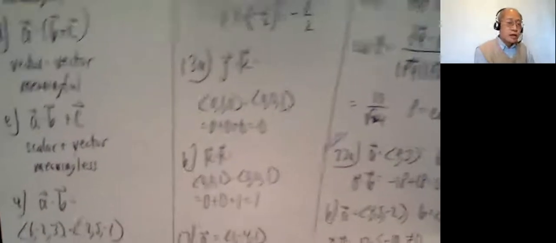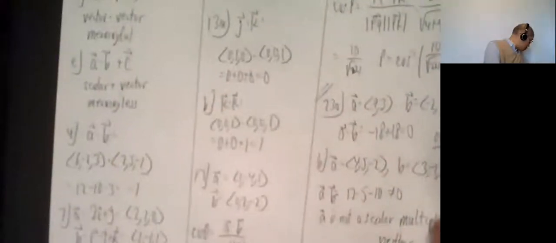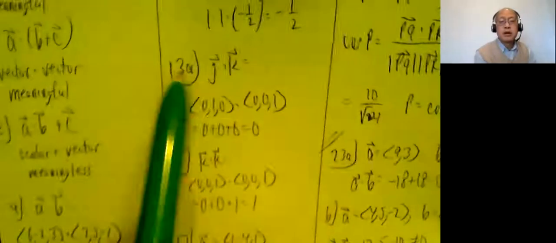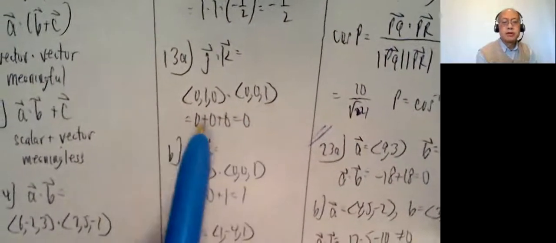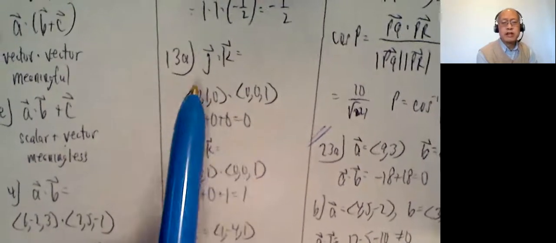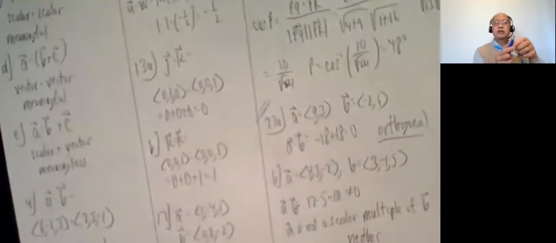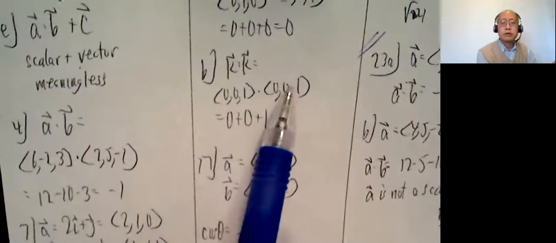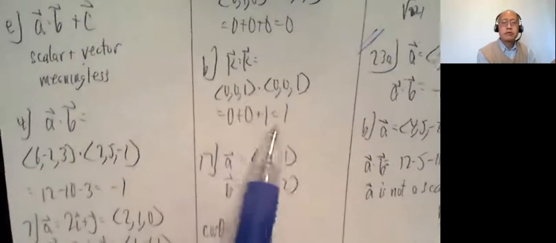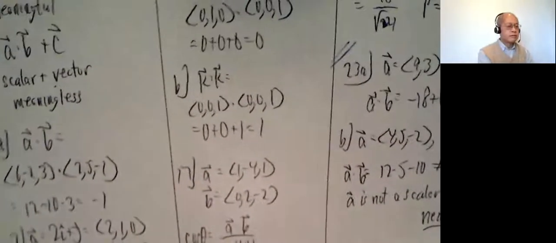Okay, 13 is kind of show and tell. Show that so-and-so is true. So J dot K is 0, 1, 0 dot 0, 0, 1, which is 0 plus 0 plus 0, which is 0, which means the vectors J and K are orthogonal, as you might expect. J is 1 unit in the positive Y direction, and K is positive 1 unit in the Z direction, and they are at 90-degree angles. K dot K is 0, 0, 1 dot 0, 0, 1, which is 0 plus 0 plus 1, or 1. Okay, so that's all.